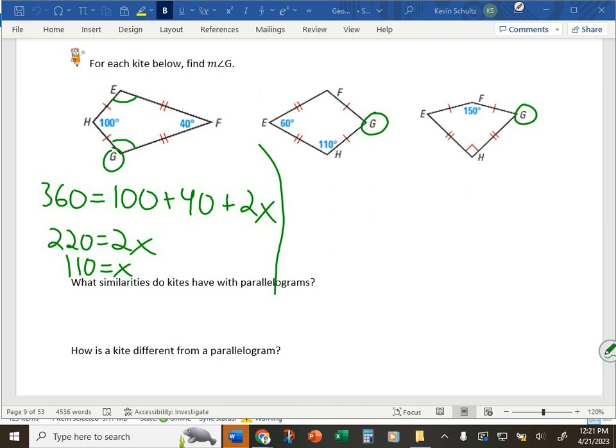There's a way easier way to do it. What do you got? You add 100 plus 40, subtract from 360, divided by 2. That's exactly what we did, Damien. Yeah, but that's a lot of work.